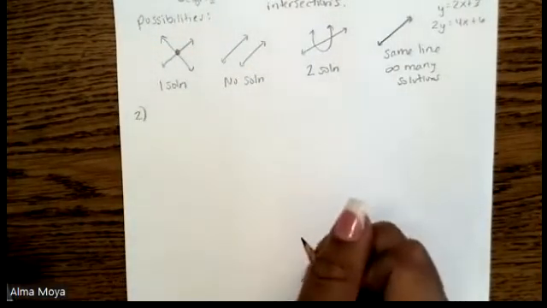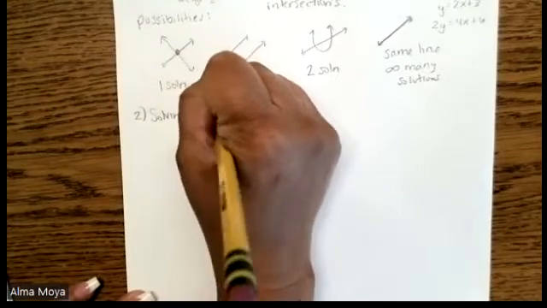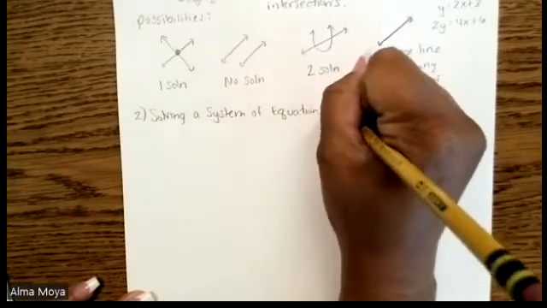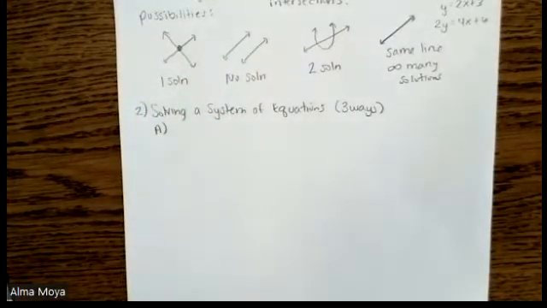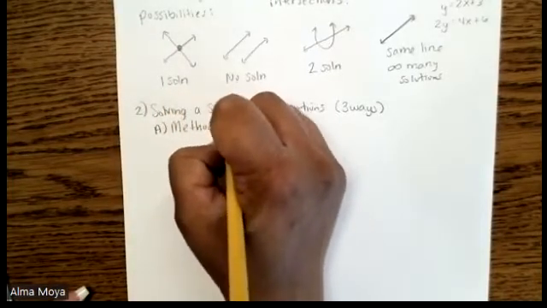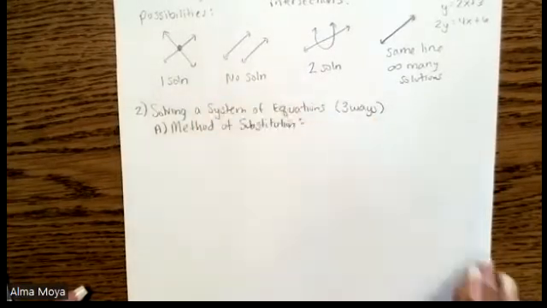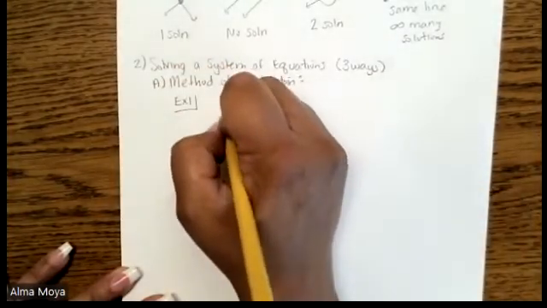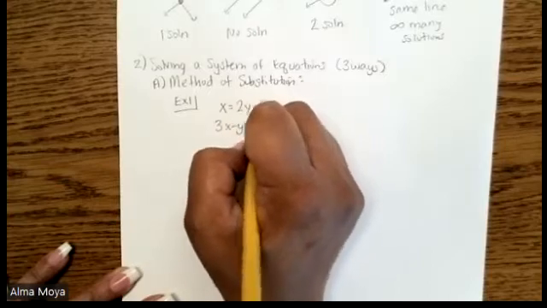Okay, we're going to first start by solving by substitution. There's three ways of solving a system of equations. The first method that we are using is substitution. Now let's say we have x equals 2y minus 5, and we have 3x minus y equals 5.